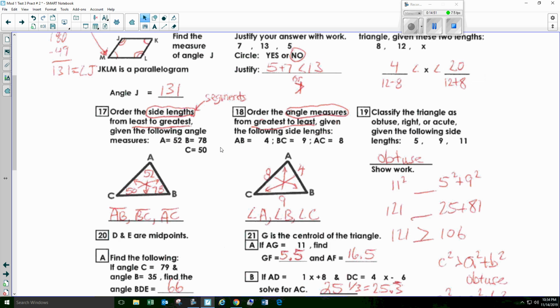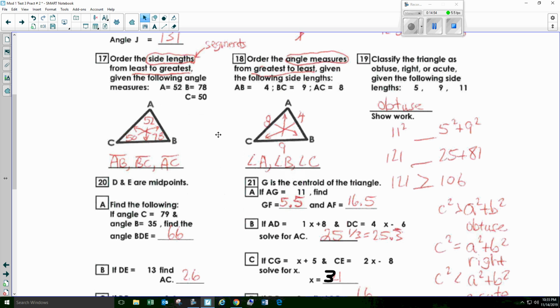Okay. Number 17, order the side lengths. I even pointed this out in the last video. I don't know why people don't know what a side length is. Side length is this, this, and this. Those are segments. That means you must have segment bars above them. I told you this in the last video. And we had people writing down angles here. It didn't say order the angles. It says order the side lengths.